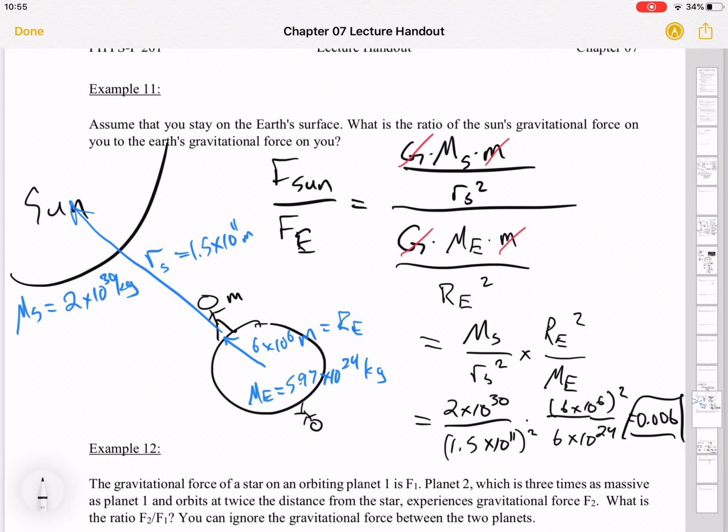Okay, so next up will be orbits. We'll talk about that pretty soon.